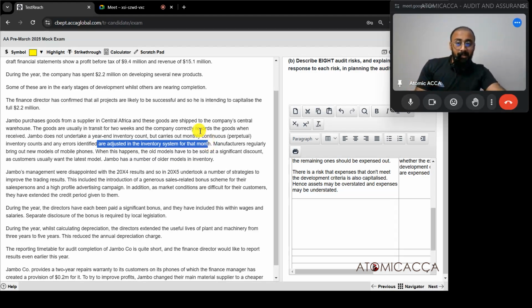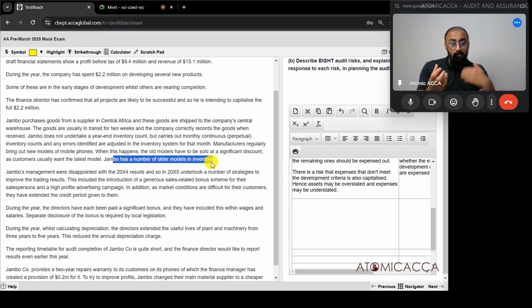Third one, they're telling that because manufacturers are regularly bringing out new models of mobile phones, old models have been sold at significant discount, and Jambo company, that is the client, is having a lot of old models in their inventory. So this is an indicator that if it's being sold at a discount, NRV of the product could be lower than the cost. And as per IAS 2, inventory is supposed to be valued at lower of cost and NRV. If in case they're not reducing it down to NRV, there is a risk that enough write-off or impairment of inventory is not recorded properly, which can again overstate the inventory, understate the expenses.